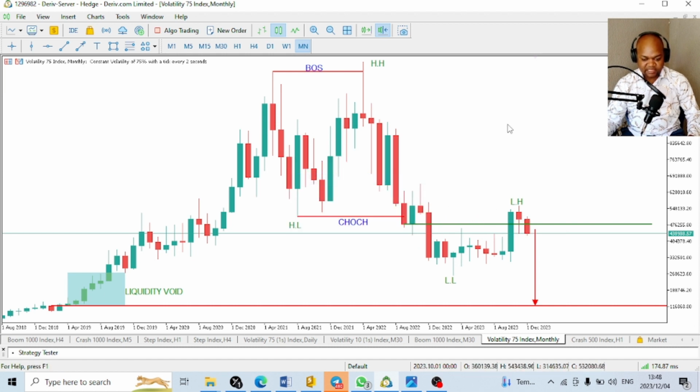This is on the monthly time frame, and we can see the price used this order block here, and then we can see the price is now reversing, coming downwards. So that's what I'm seeing on the monthly time frame.